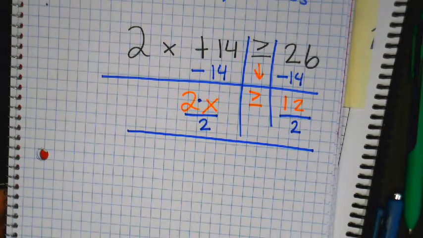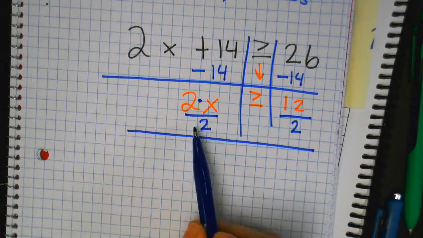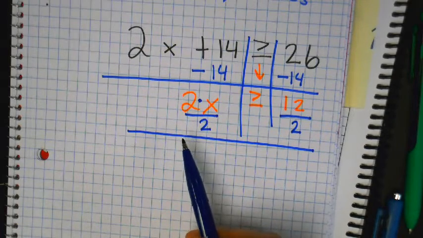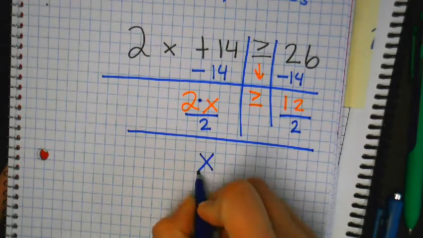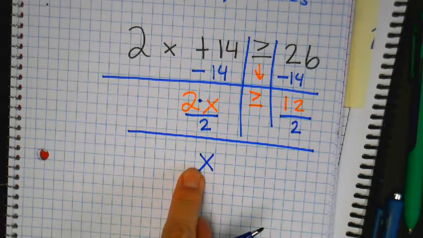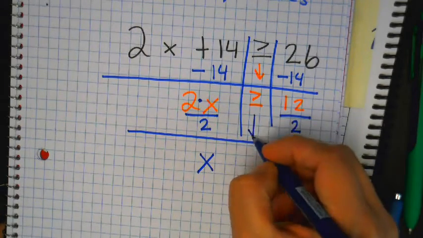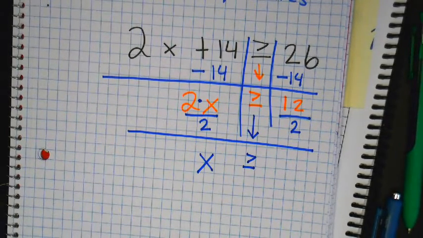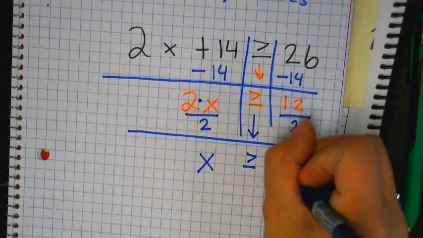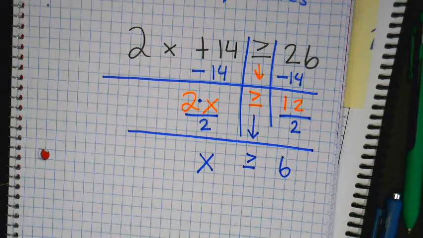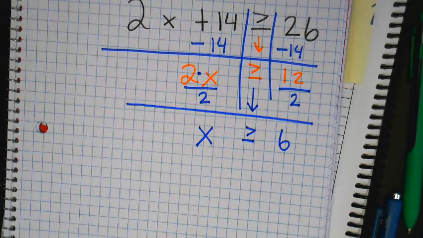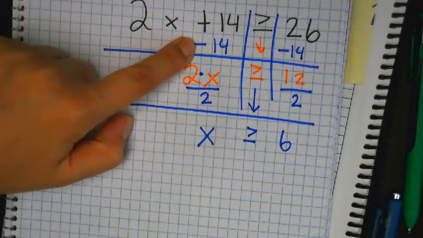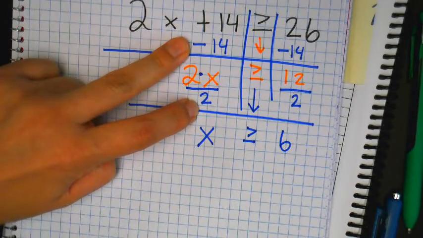What's 2 divided by 2? 1. 1x. Do I write the 1 though? No, we're just going to write x. There's an invisible 1, but we don't write it. We bring down the inequality, and then we do the math. What's 12 divided by 2? 6. And that's it. It takes two steps, the two steps you've already learned before. Step one is minus 14, then divide by 2. Two operations.